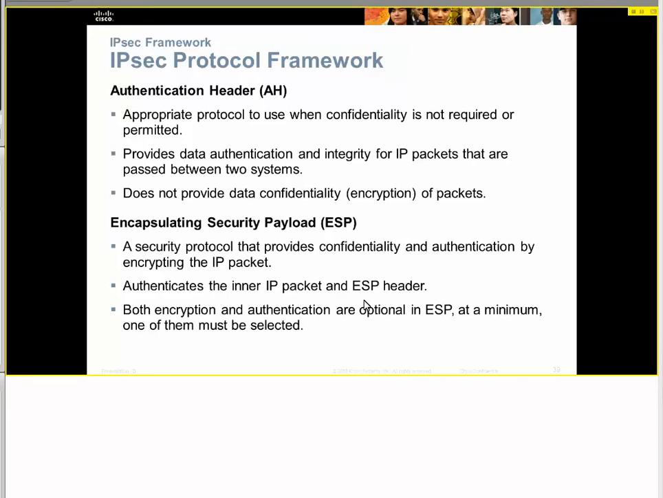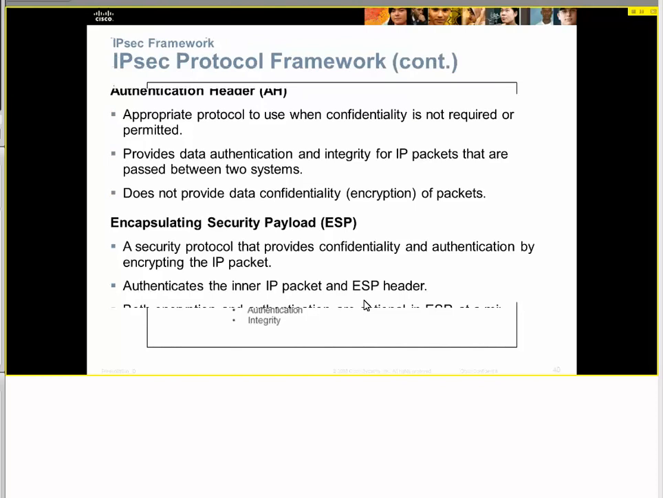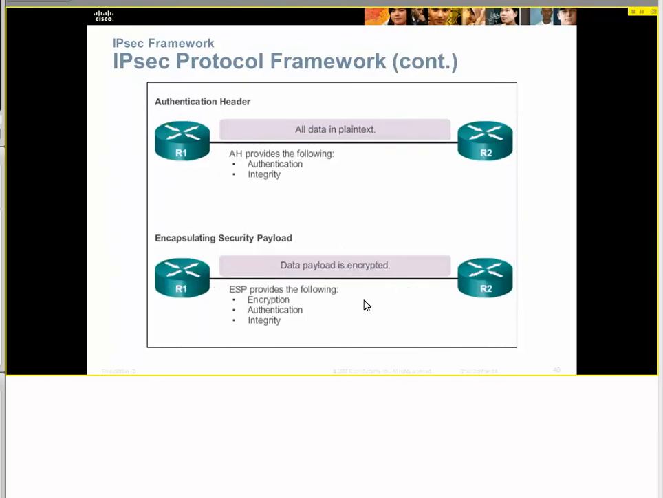By the way, what if you want both? Then you have to apply both the authentication header and the ESP payload. And that's what it looks like. Authentication header provides authentication and integrity. ESP provides encryption and authentication. And they say integrity, but in reality, that is not supplied unless you use both. ESP does not provide integrity, only the authentication header. So if you want both, you have to supply both. Does that make sense?